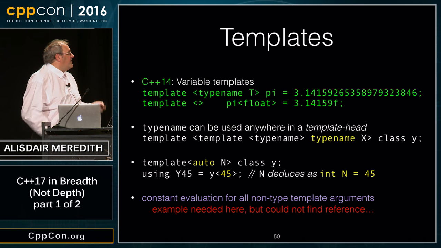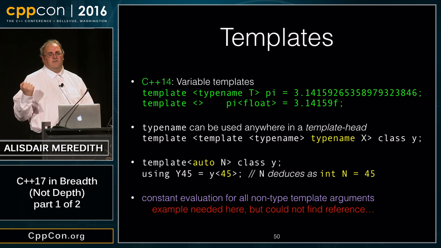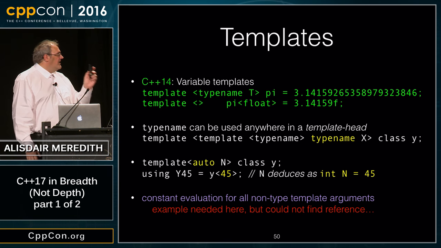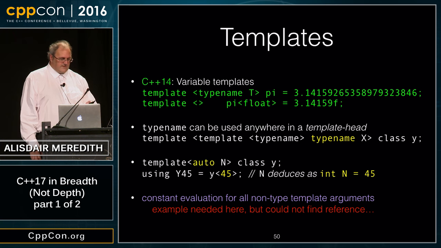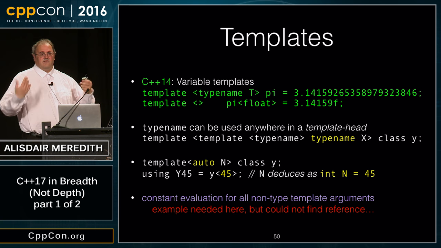But there's the idea that when I've got literal types, we can expand the idea of what non-type template parameters can be, to allow beyond just integers and pointers. I particularly wanted to look at that to see, if I'm using a floating point there, what the rules are for matching NaNs and so forth.